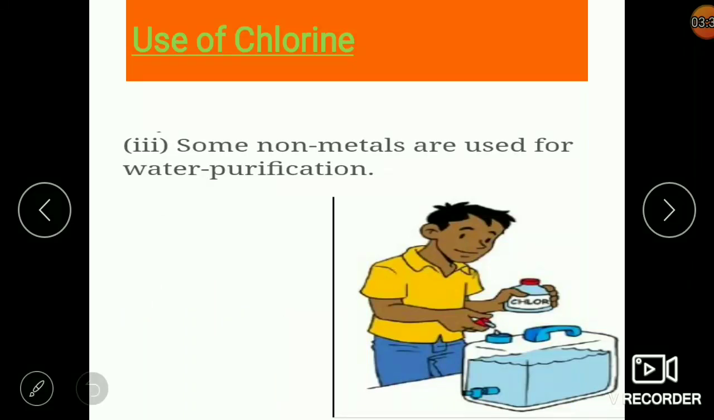Next, the use of chlorine. In the picture you can see the boy is cleaning the water. The boy is killing the germs in the water by adding some drops of chlorine. So what is the use of chlorine? Some non-metals, for example chlorine, are used for water purification. But you have to remember that while disinfecting the water, the amount of chlorine must be maintained. Otherwise, it will become poisonous.